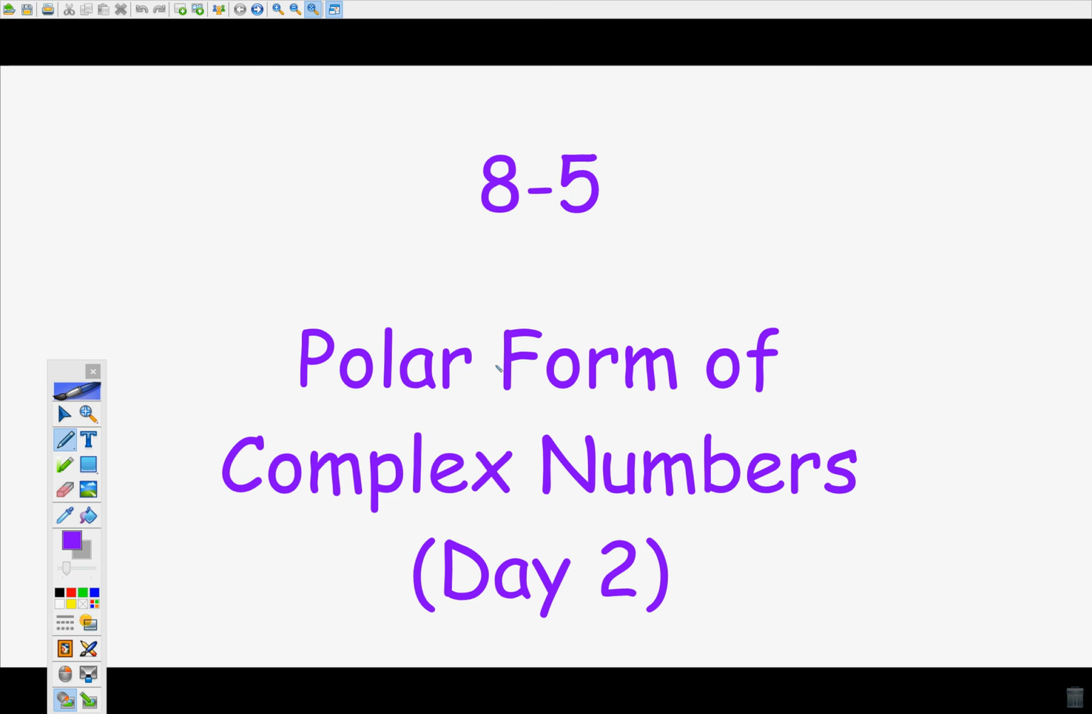Morning. Today we're going to do polar form of complex numbers day 2. We are going to learn how to multiply and divide with polar numbers, which I know you're so excited to do. And we get to do De Moivre's, I don't know. Somebody tell me if I'm saying it wrong, I probably am.